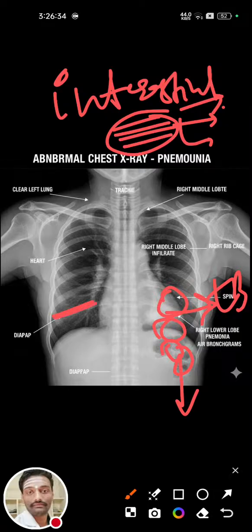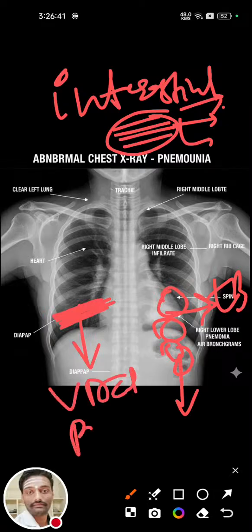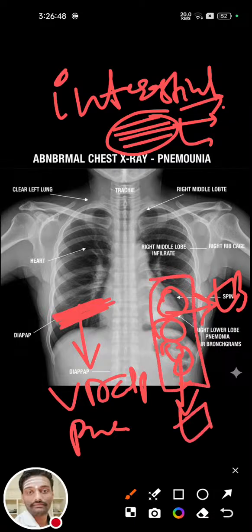Reticular pattern will be seen in viral pneumonia and mycoplasma. Nodular pattern will be seen in tuberculosis and fungal infections.